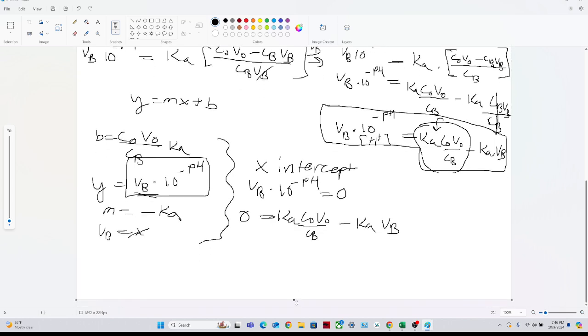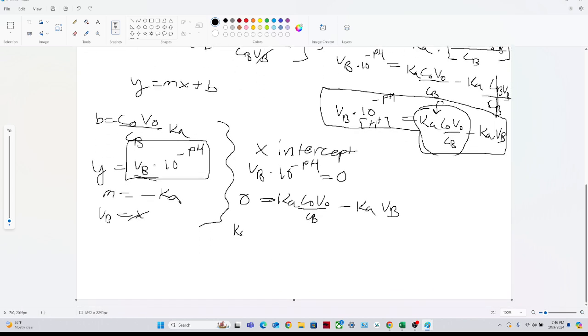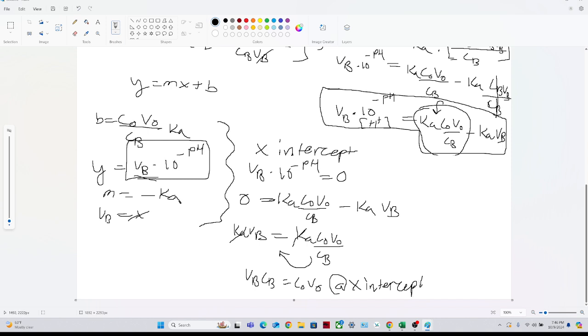If I try to bring my values to one side and isolate, I get Ka Vb equal to Ka C naught V naught over Cb. These Kas can cancel out. And I'm going to multiply both sides by Cb. So Vb times Cb equals C naught times V naught at the x-intercept. In other words, where y equals 0, and remember that y is this expression right here. And so what I'm saying here is that the volume of base that I've added multiplied by the concentration of my base is equal to the initial concentration of my acid multiplied by the initial volume of my system.